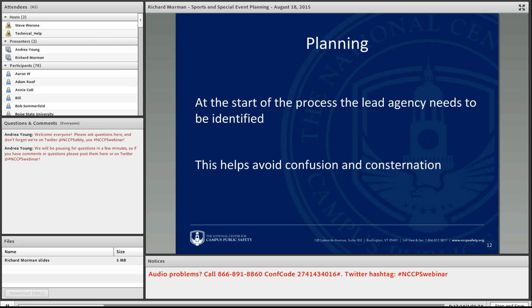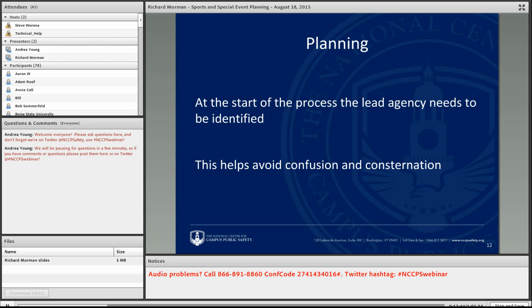And oftentimes, and I'll say this even though I was in law enforcement 35 years, law enforcement comes in and tries to take over, and they don't necessarily always have to be the lead agency, or should they be the lead agency. It could be a local emergency management agency, it could be a combination of a college athletic department or a college public safety department, or if it's a high school event, a high school administration and a local police agency. It just depends on what the event is and where it's located.